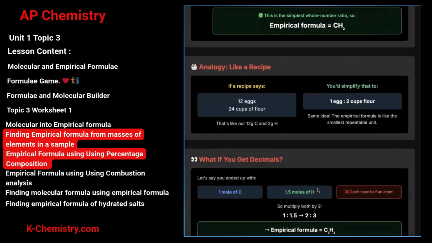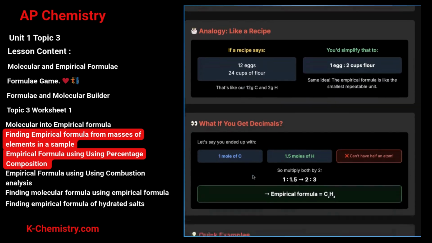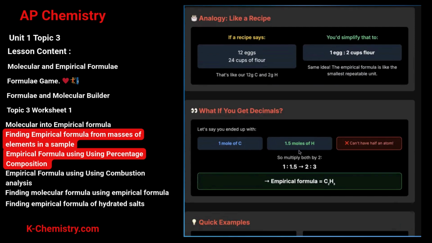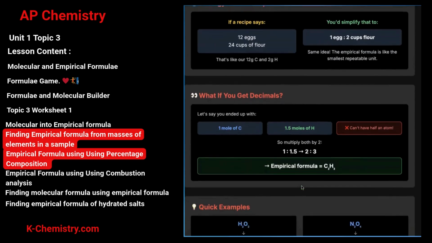What if we got decimals? Let's say I ended up with 1 mole of carbon and 1.5 moles of hydrogen. I cannot have half an atom, so I have to change this into whole numbers. Multiply both of them by 2. If I multiply this one by 2, it will become 2. If I multiply this one by 1.5, it will become 3. So the ratio is 2 to 3. The empirical formula will be C2H3.